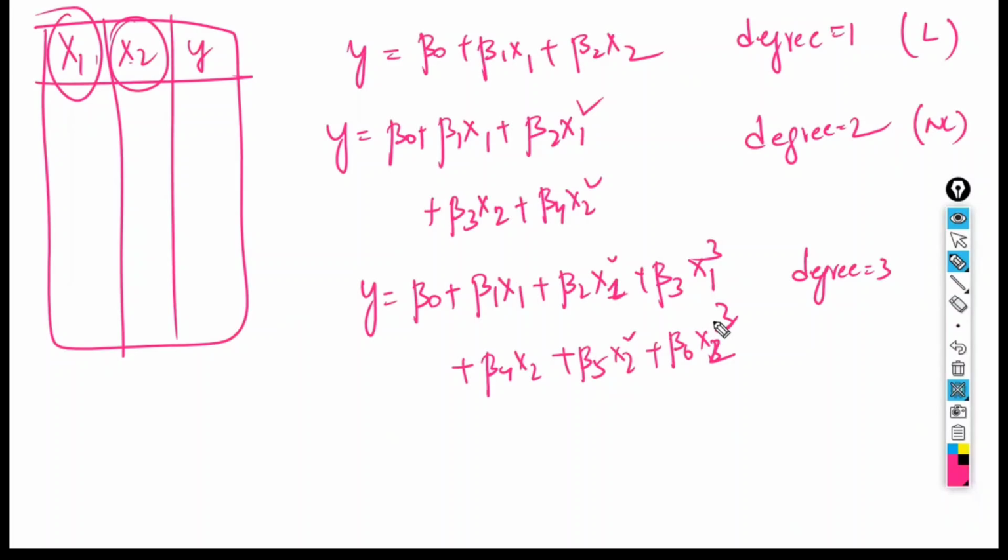Is that clear now? If it is clear, you can write in the notes. If it is two variables, this is the situation for degree 1, degree 2 and degree 3. I am showing an example only. Earlier you have seen, for one input variable, what the equations are, for degree 1, degree 2, degree 3. Now for two variables, degree 1, degree 2, degree 3. Similarly, I will show for three variables.